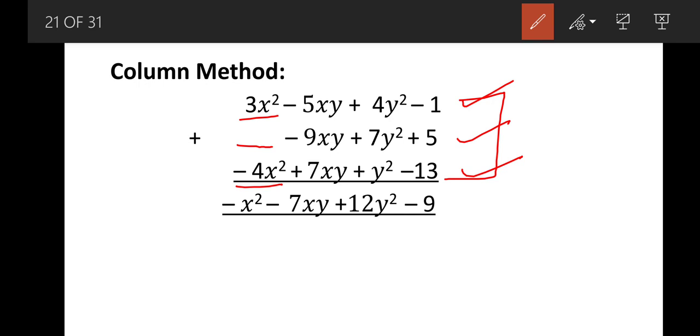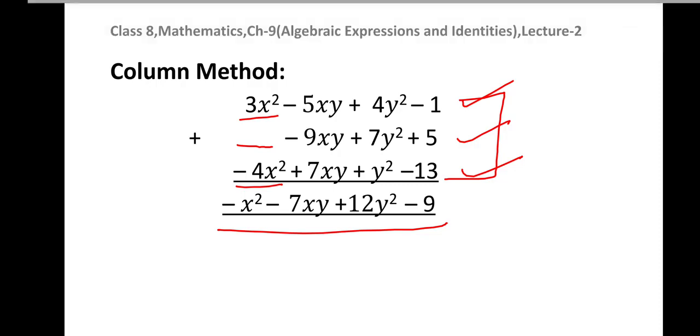Likewise, you must be observing that like terms are written below the like terms, and simply you are supposed to add it. And you will get minus x square minus 7xy plus 12y square minus 9, which is the required sum. You can opt for either of these two methods, but the answer will remain the same. If you are using the horizontal method or the column method, the answer will remain the same in both methods.